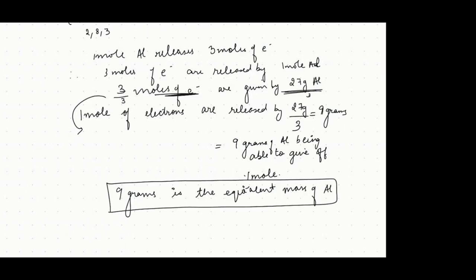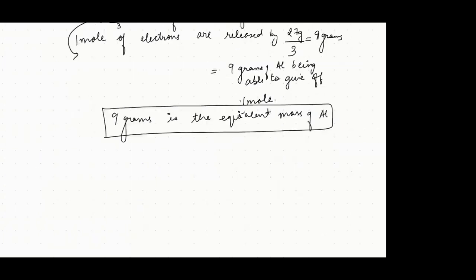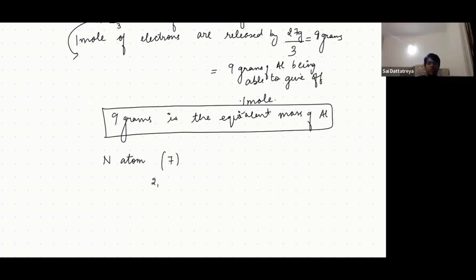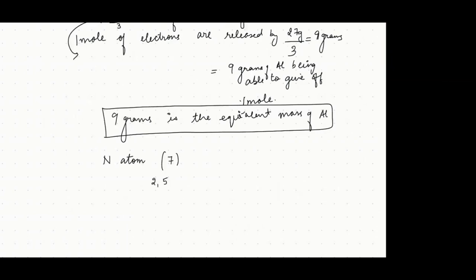Now let us suppose I'm talking about, let's say, the nitrogen atom. So I would say what? That nitrogen's atomic number is 7. So it'll be the same. It will be 14 by 3. Exactly. So what would you say? That its valency is 3. That means nitrogen has the tendency to gain 3 electrons to form N-3. So according to this equation, 1 mole nitrogen would gain 3 moles of electrons.